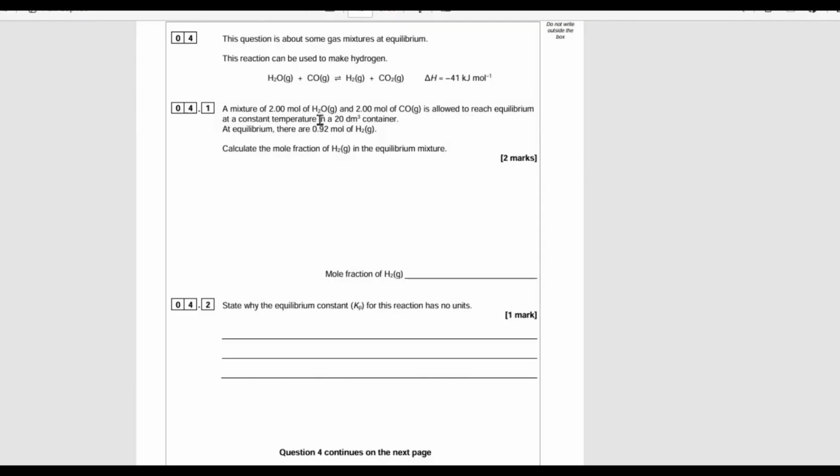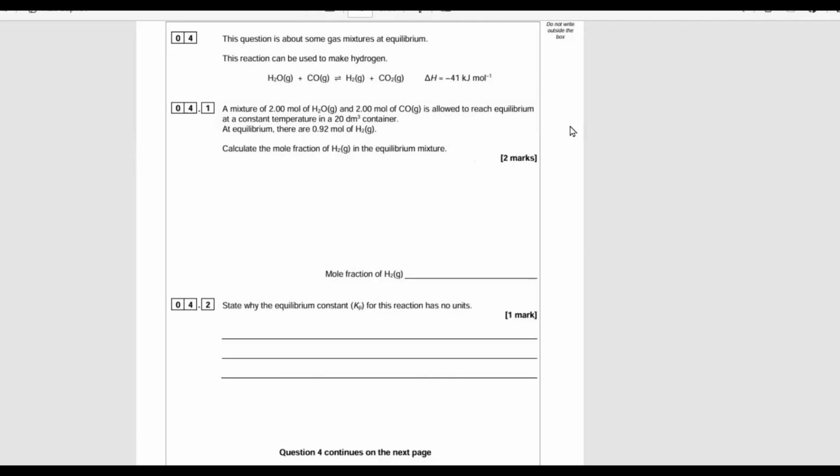A mixture of 2 moles of water gaseous and 2 moles of carbon monoxide gaseous is allowed to reach equilibrium at a constant temperature in a 20 decimeter cubed container. At equilibrium, there are 0.92 moles of hydrogen gas. Calculate the mole fraction of hydrogen in the equilibrium mixture. We need it with 2 marks, peeps. Let's calculate the mole fraction of hydrogen for 2 marks.